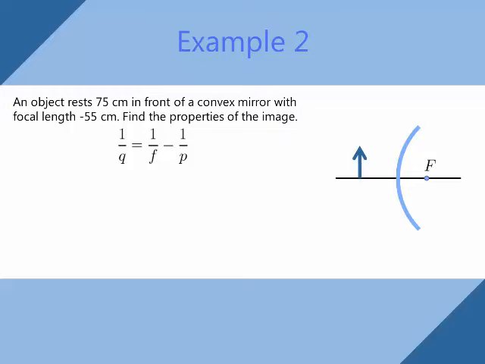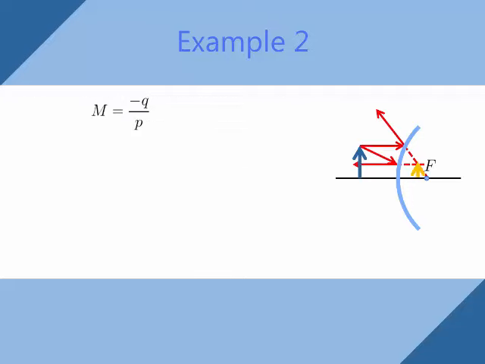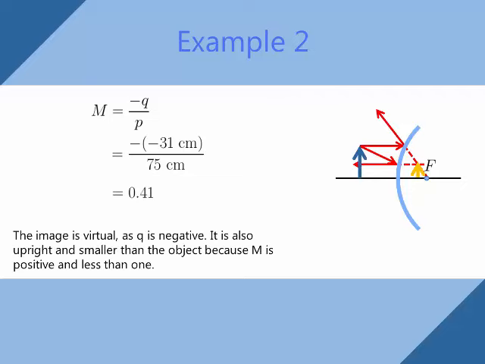Using our equation for distances, we can plug in the focal length and the distance of the object to find that 1 over q is 0.032 centimeters inverted, and we can take the reciprocal to find that q is negative 31 centimeters. To solve for magnification, we plug in our values and find that our magnification is 0.41. Because q is negative, the image is virtual. It is also upright and smaller than the object because m is positive, but it is between 0 and 1.